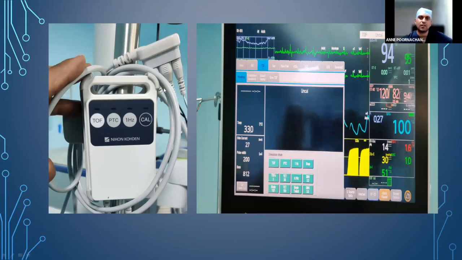This is another machine, another monitor we have at our institute. It is also based on accelerometry. This has an additional temperature sensor, to detect the temperature of the muscle.